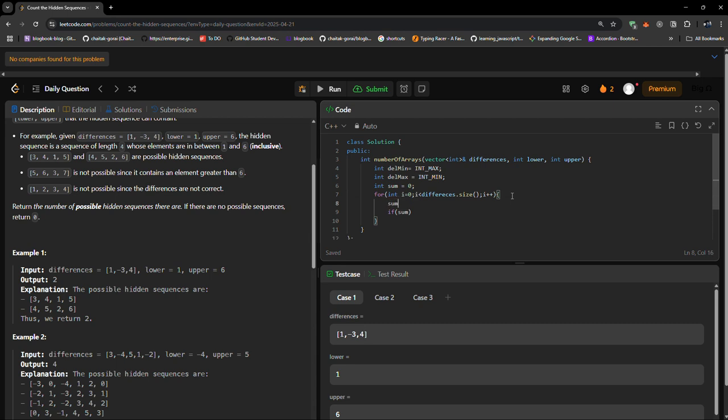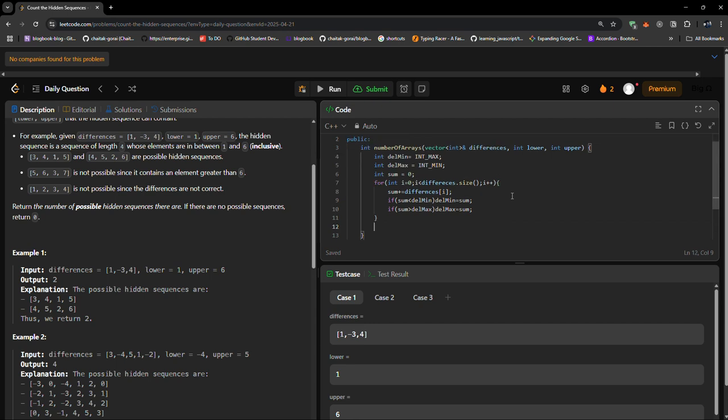So we first do sum plus equals differences of i. We are adding to the sum and checking: if sum is less than del min, then we set del min equals to sum. Similarly, if sum is greater than del max, then we set del max as sum, right? And now we have the delta minimum and delta maximum.